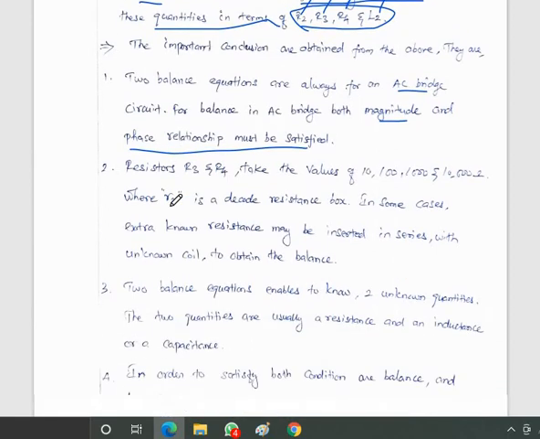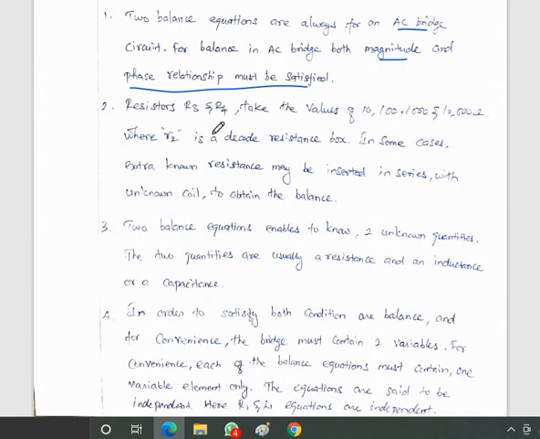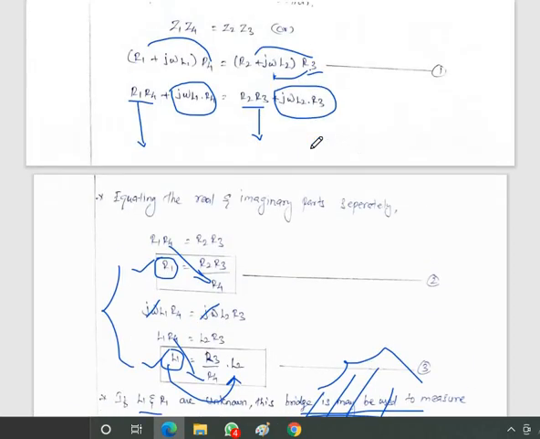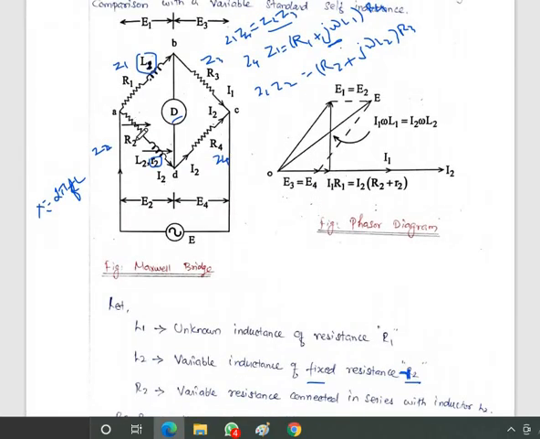And the second consideration is that we can use the value of resistor R3 or R4, which are known values, from a series of 10, 100, 1000 and 10,000 ohm. You can take that amount of ratio, where R2 is the decade resistance box. Here I can connect a variable resistance, L2 and R2. This is a variable resistance, nothing but a decade box. A decade box is nothing but a variable resistance.